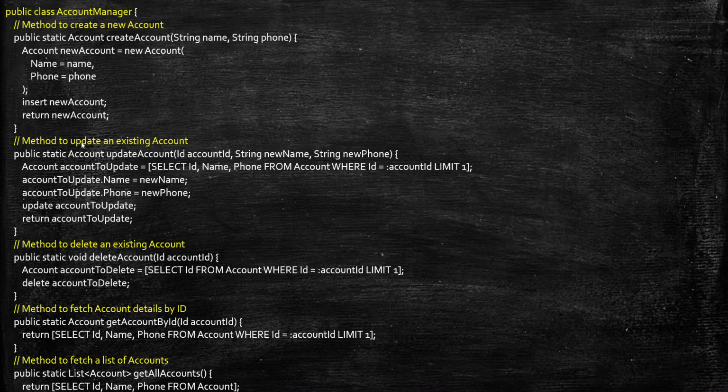The same approach applies to update. Because the account record already has to be present in the system, I want to fetch that ID, so I pass the parameter as an account ID, and after that a string new name and string new phone, which are to be updated. Here I wrote a SOQL query to fetch the record which has to be updated. After that, update the name and phone, and then an update statement.